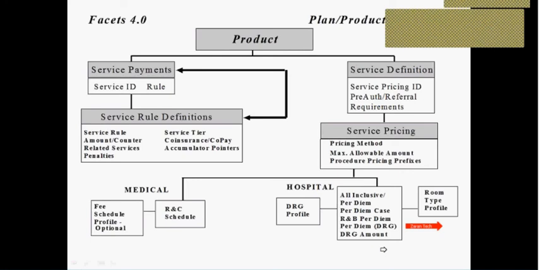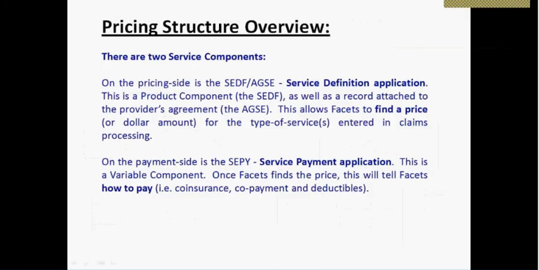On the payment side, the service payment application is called in. This is a variable component. Once Facets finds the price, this will tell Facets how to pay. Some examples are how much your co-insurance should be, how much your co-payment should be, your deductibles, your out-of-pocket, depending upon whether you are in-network or out-of-network.